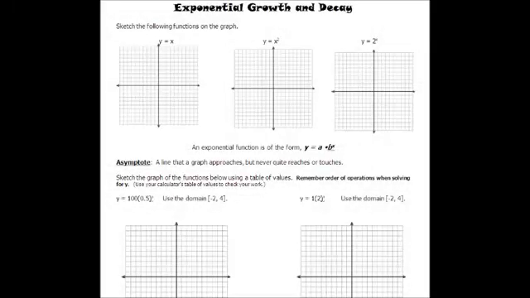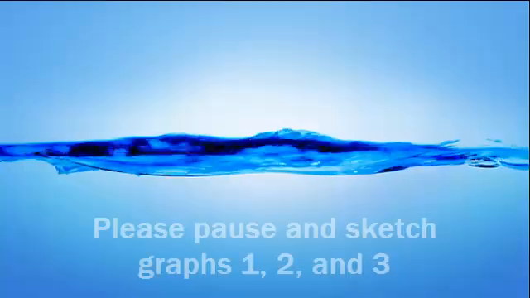The first thing I'd like you to do is to take a look at the first three problems and sketch what you think those graphs look like. Now remember, you can always use a table of values to approximate what you think the graph would look like. Pause here and if necessary, plug in some easy values that might help you to sketch these graphs.